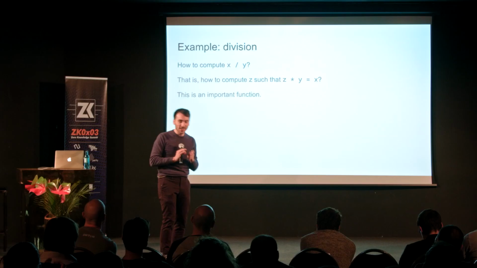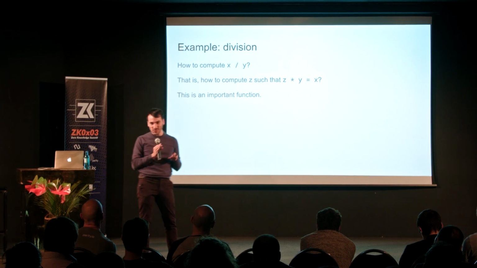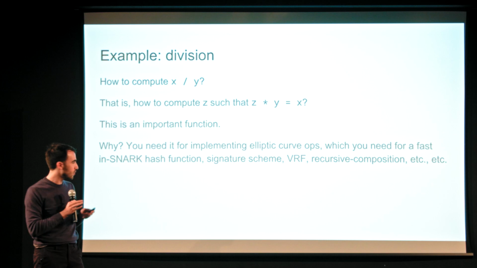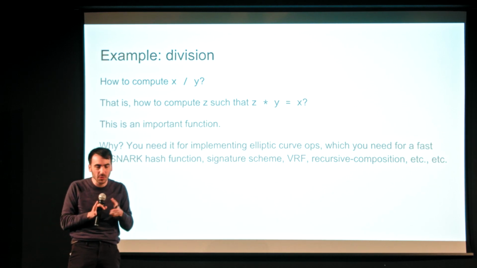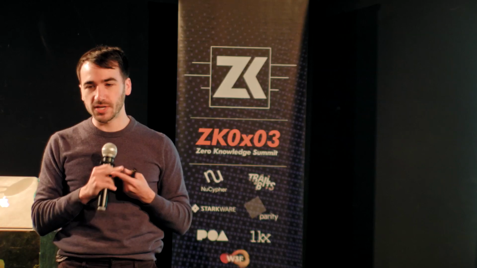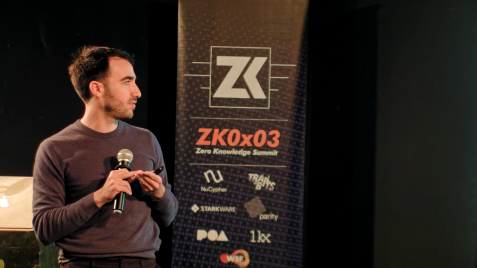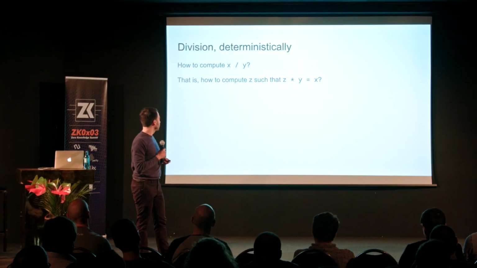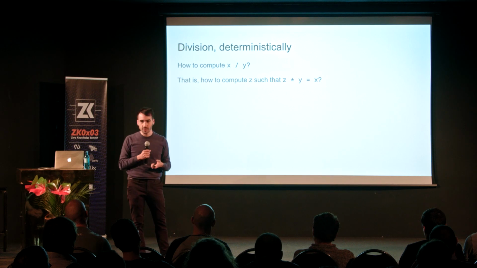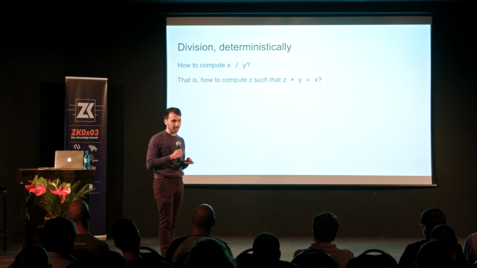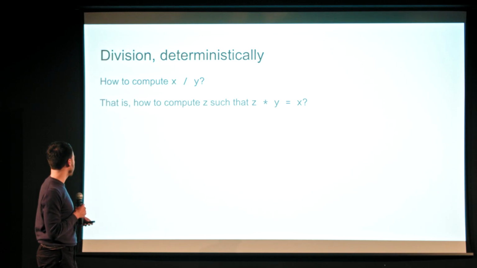I know it's a simple, silly example, but it's a very important function. You need it to efficiently implement elliptic curve arithmetic, which you need for doing anything inside of SNARKs. Hash function, Pedersen hash, signatures, VRF, recursive composition, the list just goes on and on. So let's give a deterministic algorithm. It's probably not the best one, but it's the easiest one to think of for computing x divided by y.